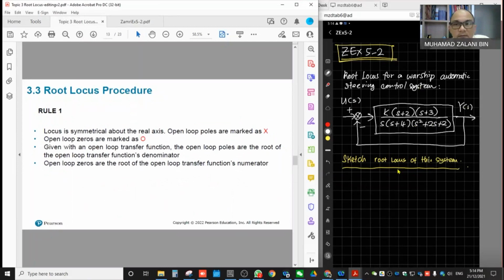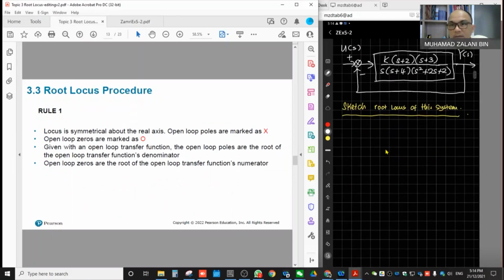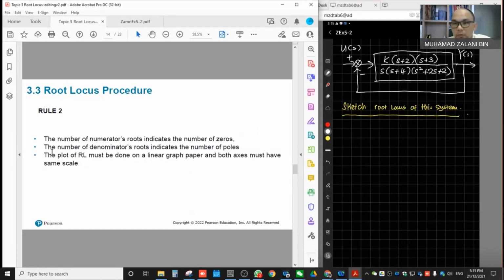First thing first, if we are given the transfer function, what we do is to find its poles and zeros. For rule number 1, it is just a guideline. When we sketch the poles and zeros, we can just mark a cross for the poles and a round shape for a zero. So rule number 1, just skip, we already know that. How about rule number 2?